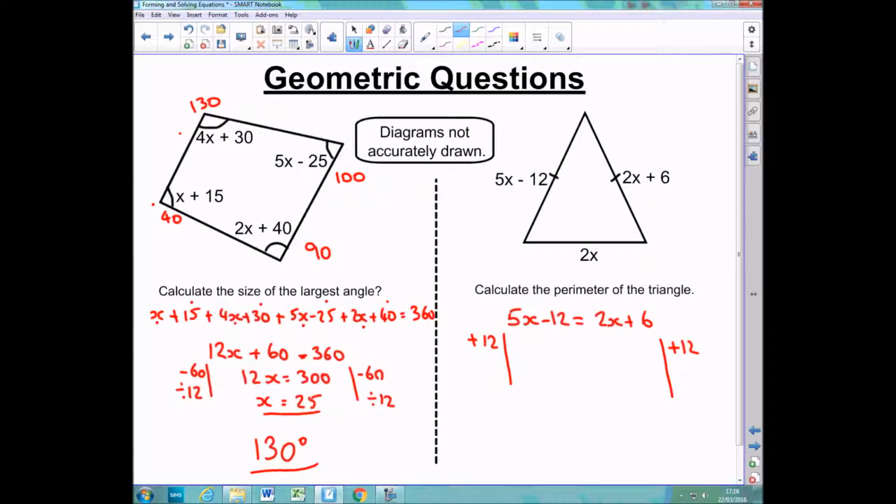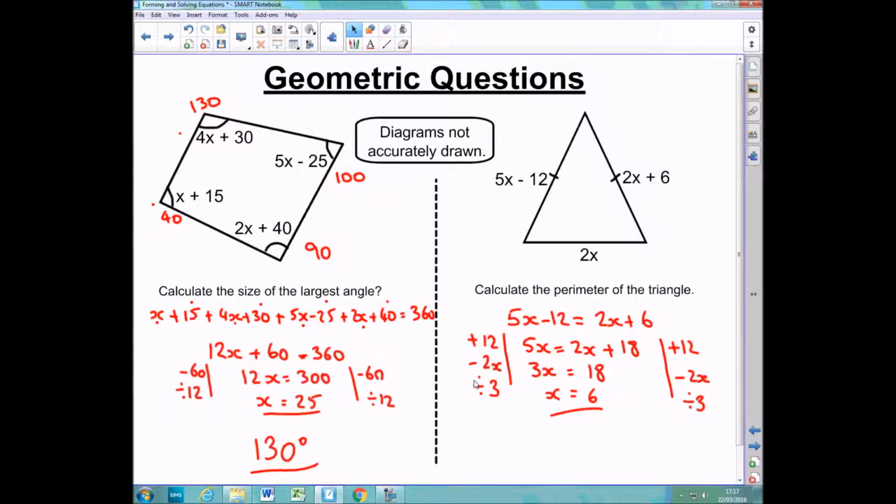That gives me 5x on the left, 2x stays on the right, 6 plus 12 is 18. I'm now going to take away 2x from that right hand side, and I get 3x on the left, 2x vanishes, and 18 on the right. So now that I've got all of the numbers on the right and all of the letters on the left, all I need to do is divide both sides by 3, and I get x equals 6.